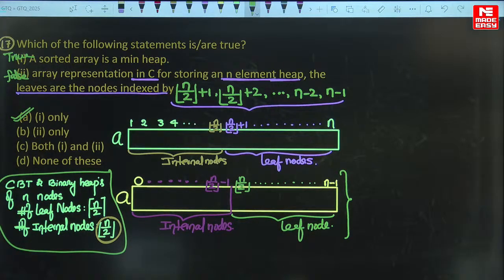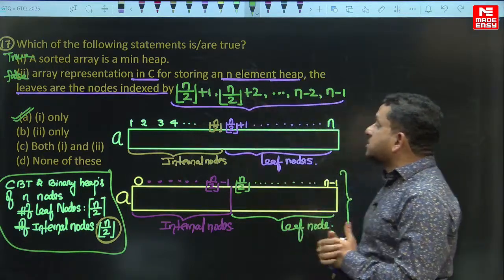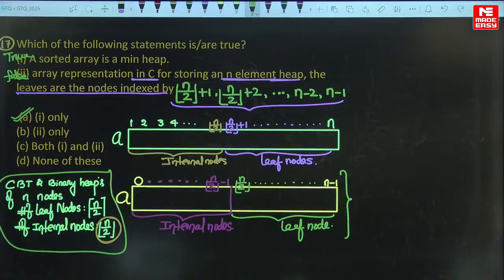Yes, A only is correct. So a small observation: this kind of small silly mistake. You all know how many internal nodes and how many leaf nodes there are, but just read the question carefully and answer it properly. So Srijit, you answered first correctly, then after that you changed the answer, right?